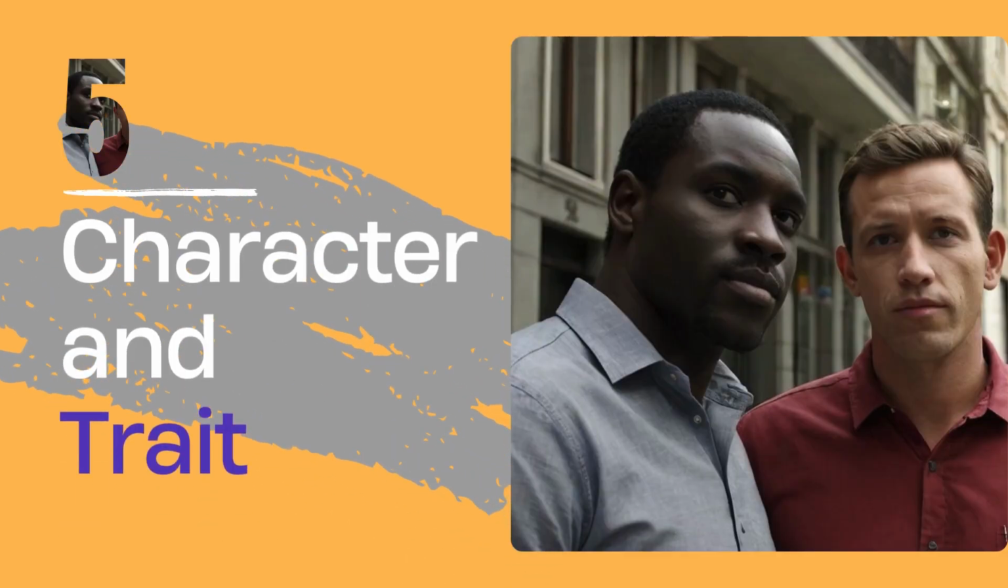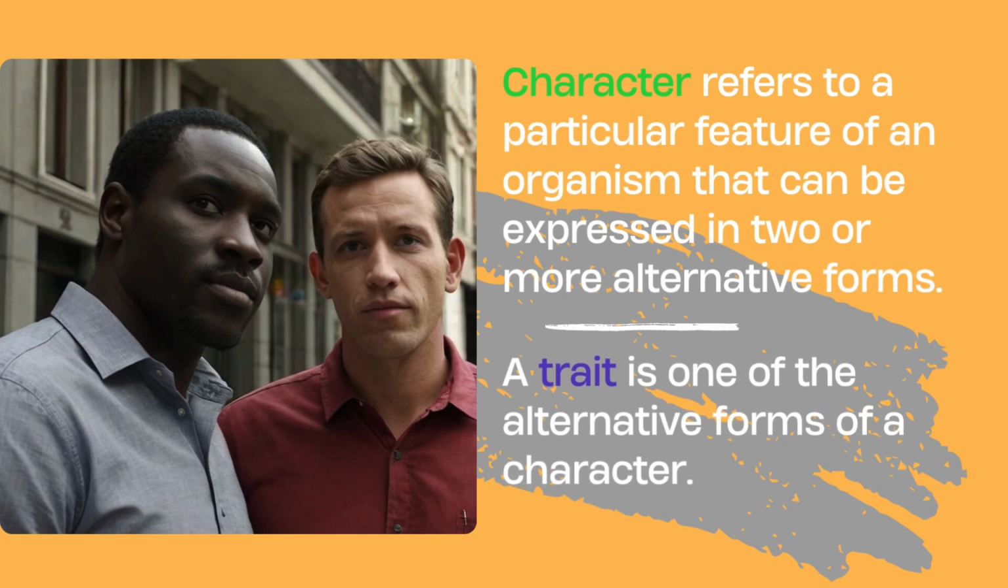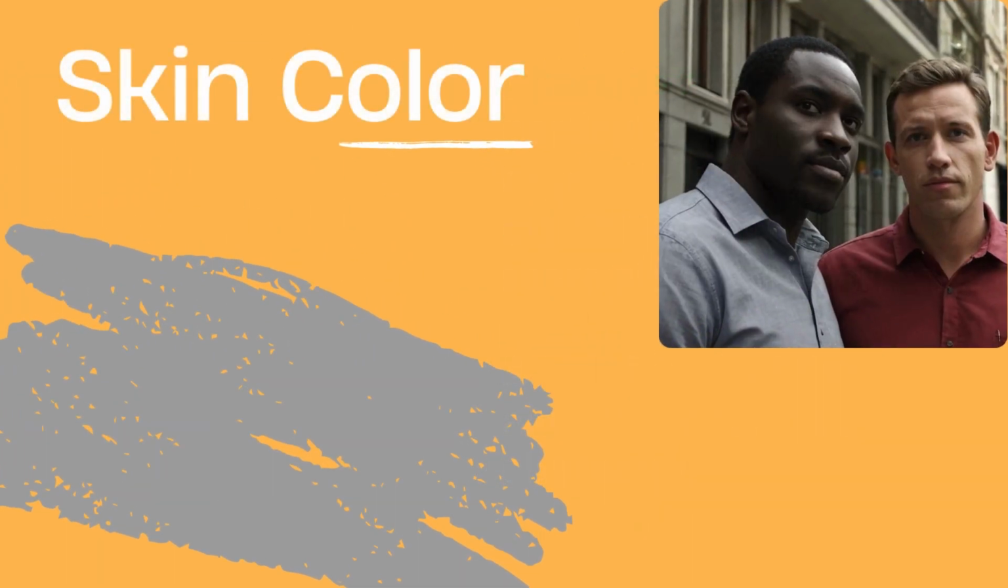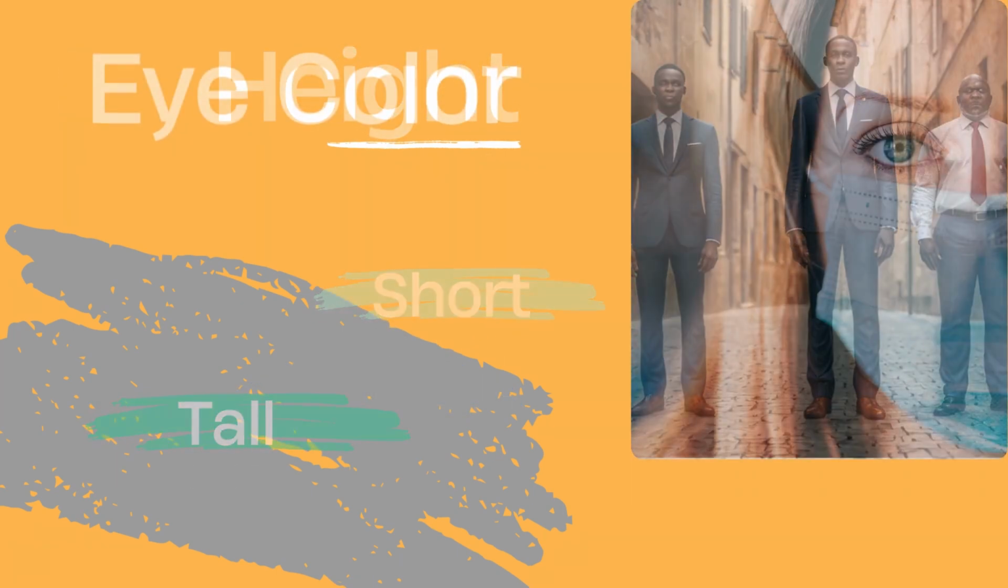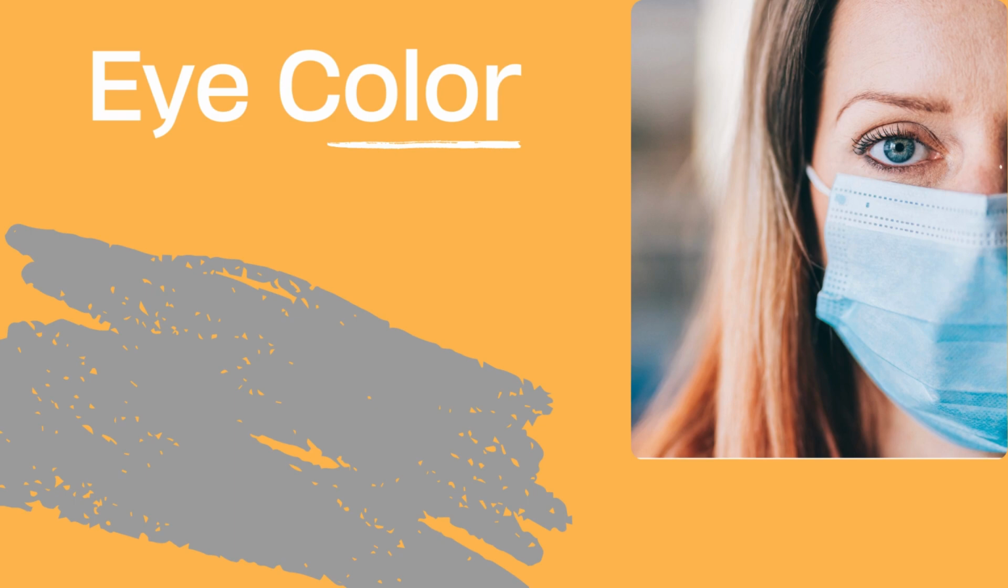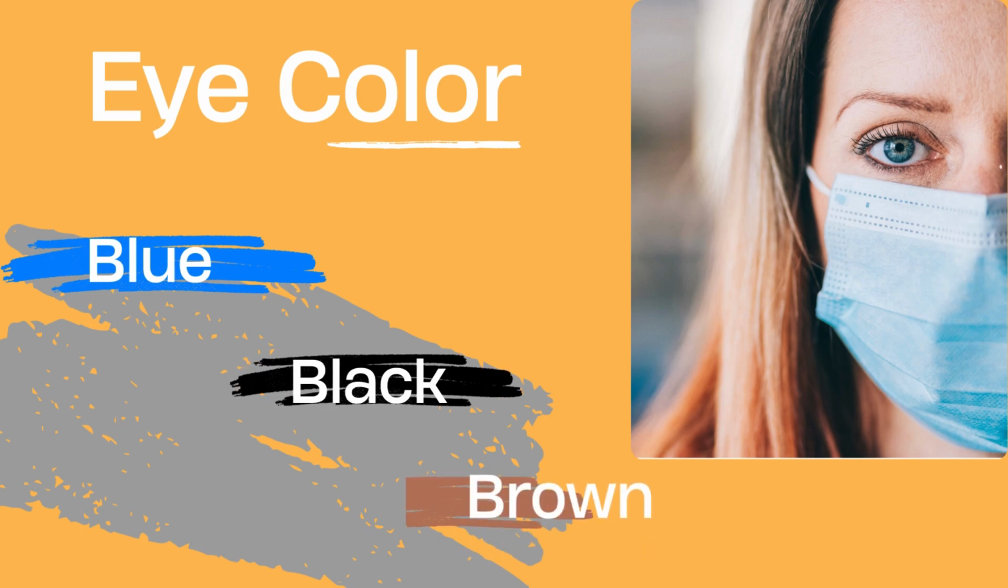Character and traits. Character refers to a particular feature of an organism that can be expressed in 2 or more alternative forms. A trait, however, is one of the alternative forms of a character. Examples: skin color is a character which has alternative forms or traits such as fair and dark. Height as a character has traits tall and short. Eye color has traits such as blue eyes, black eyes, or brown eyes.